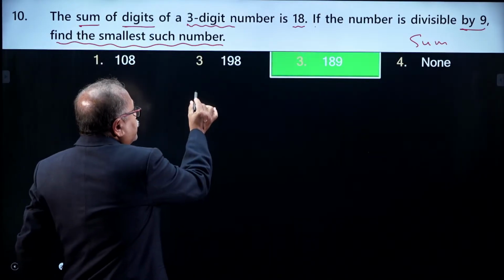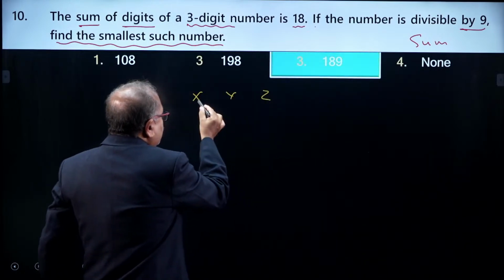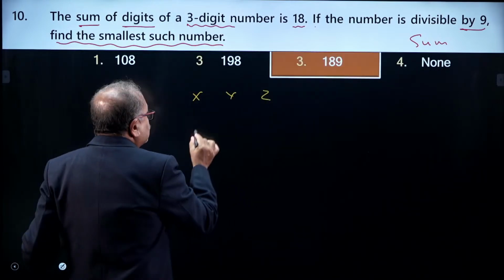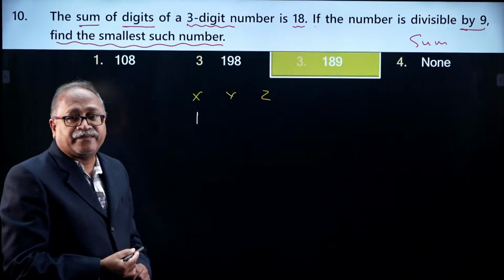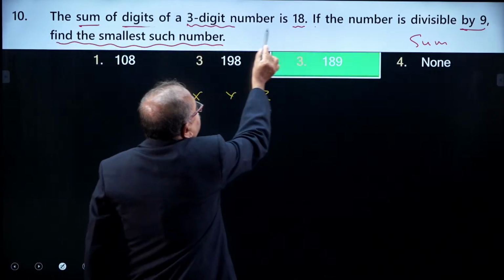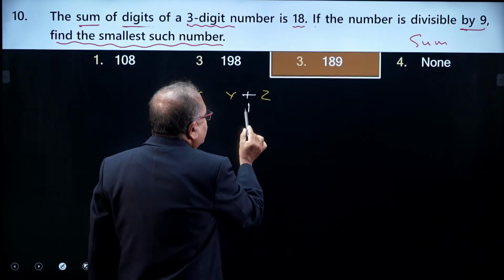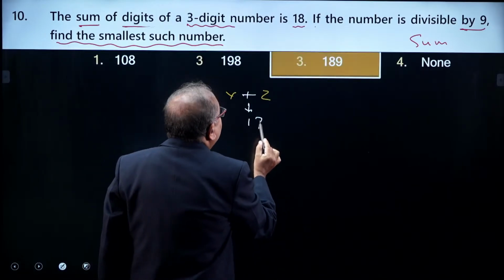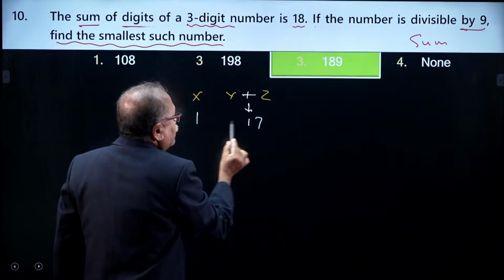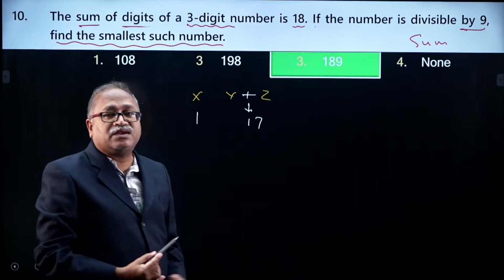So, my digits are x, y, z. Here the hundreds digit x, let us consider this to be 1. And the sum of the digits of the 3-digit number is 18. So, what should y plus z be? y plus z should be 18 minus 1, that is 17, so that x plus y plus z is 18.